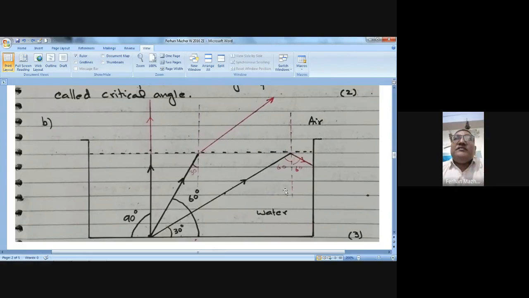Then third ray, I have drawn a normal here. It was making a 30 degree angle here with the horizontal. So here the angle of incidence will be 60, which is more than the critical angle. So the total internal reflection will take place. This angle is 60, this angle will be also 60. So I have drawn the reflected ray. The process of total internal reflection has taken place. It's a 3-marks question. So famous question, and don't forget it, okay? Just keep it in your mind. I hope you have understood it.